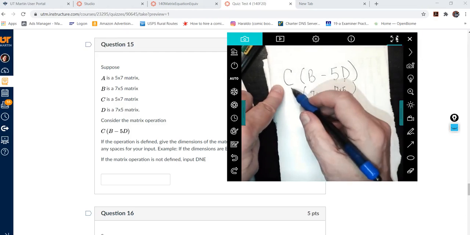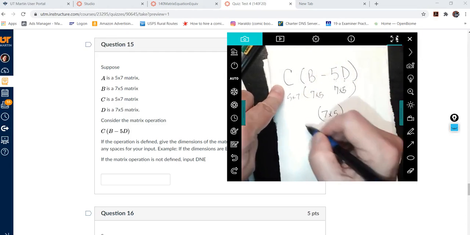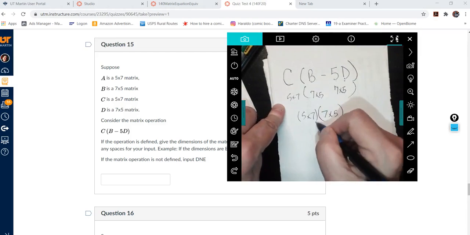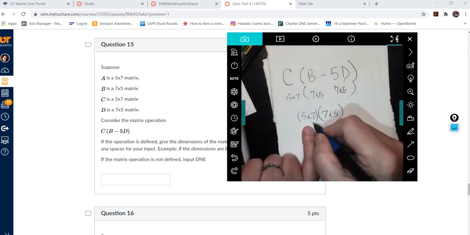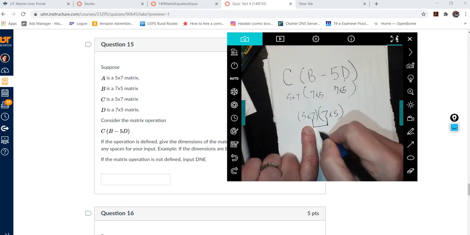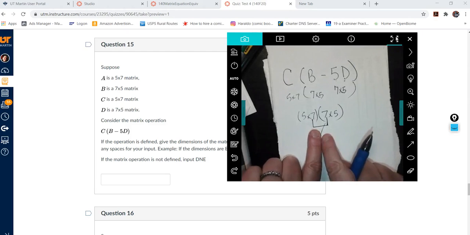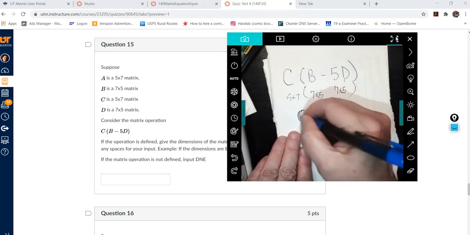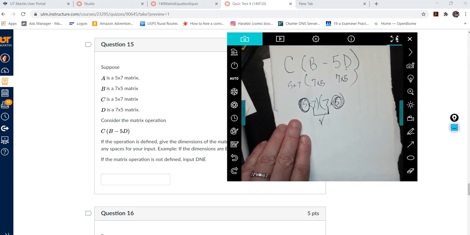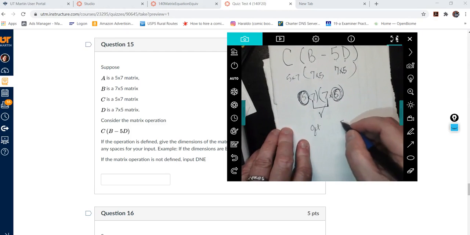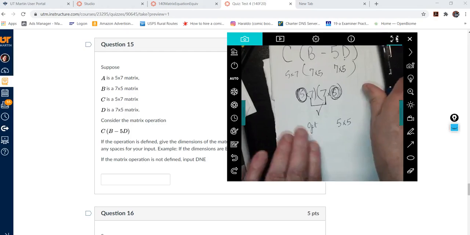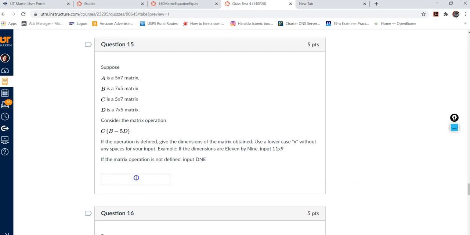Now, what about C? C is a 5 by 7. So when I get down to here, the inside numbers are the same. This will work. It is defined. And what do I get? The numbers on the outside. So it is defined, and I will get a 5 by 5. And so I'm going to put 5 by 5 in here.